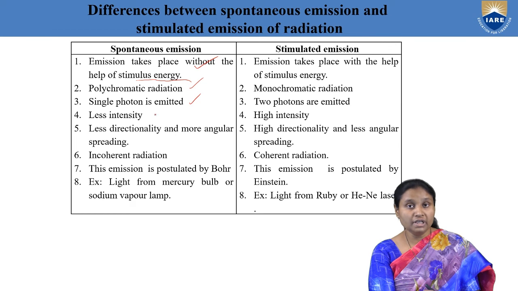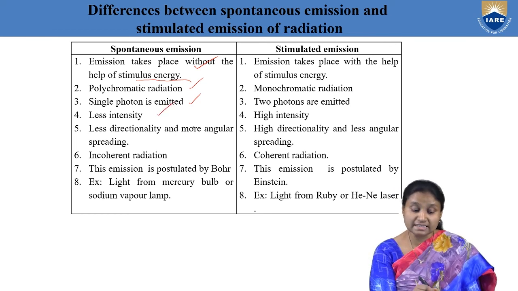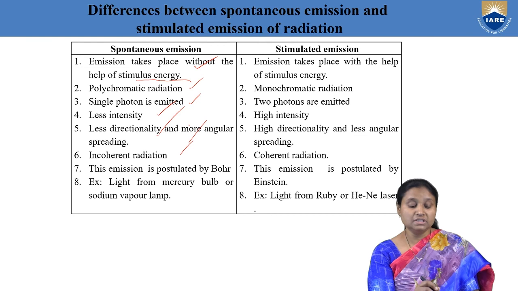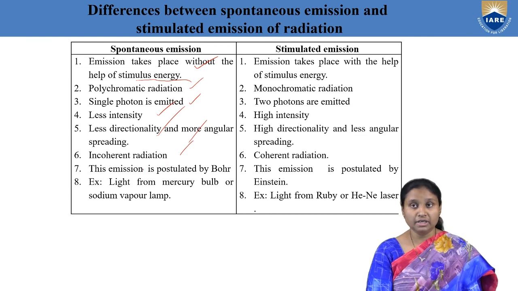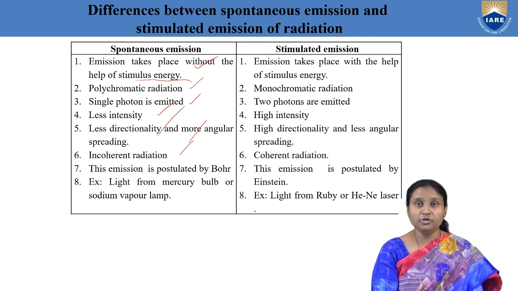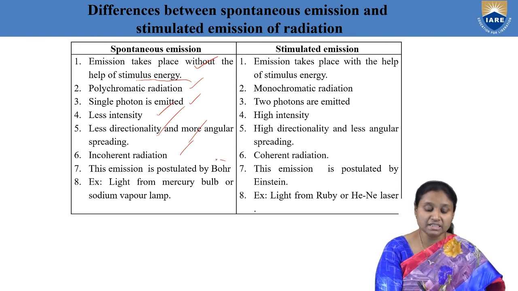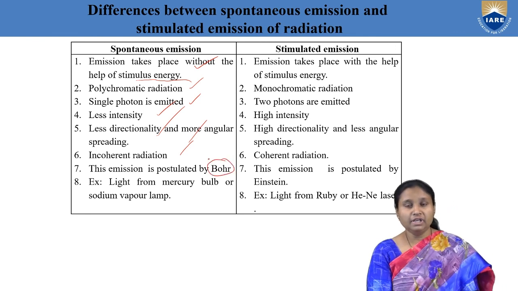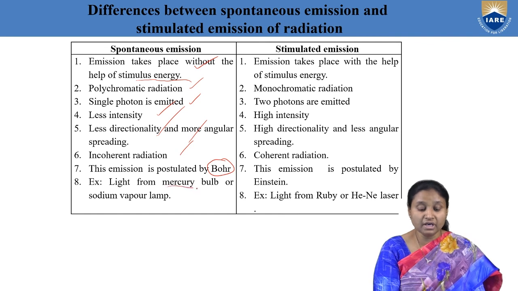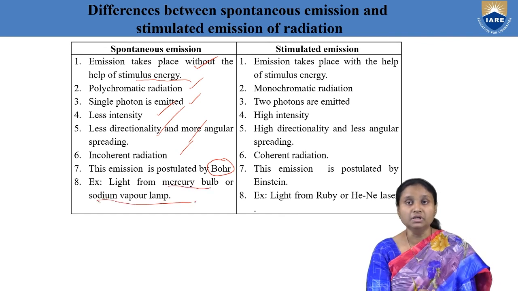The number of photons emitted is very small, so the radiation we get is less intense and less directional. Its angular spreading is more, and because these photons are out of phase with each other, we get incoherent radiation. Who postulated this phenomenon of spontaneous emission? It was the scientist Bohr. If we go to any physics lab, the sources that give rise to spontaneous emission are the mercury bulb or the sodium vapor lamp.